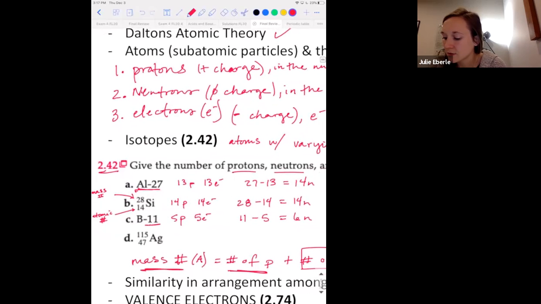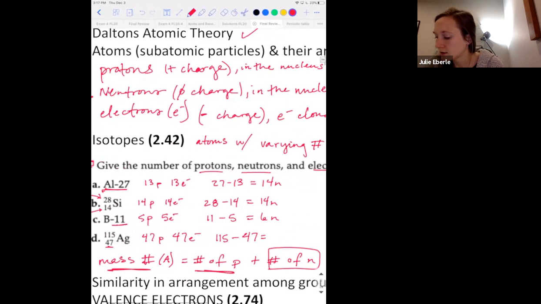Okay, lastly, silver, 47 is given. That's the bottom number, it's the atomic number. So that's the number of protons and electrons. Then we'll do 115, the mass number, minus the atomic number. And that gives us 68 neutrons.